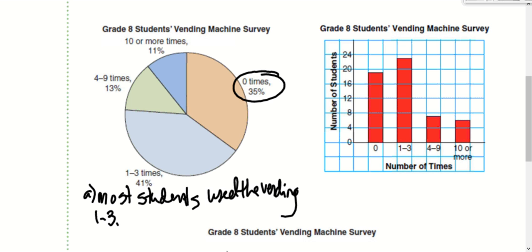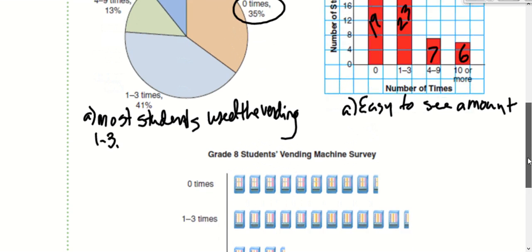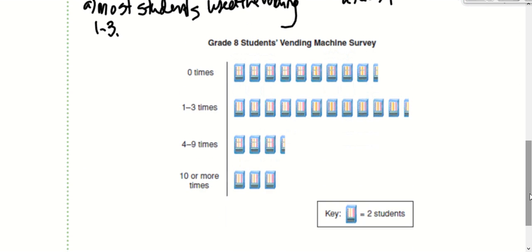Number of times, we can see that, well, not precisely, we can see that about 23 students use that much. I would say about 19 here, 7 here, maybe 6 here. So it's easy to see the amount rather than the ratio. Grade 8 students vending machine survey.